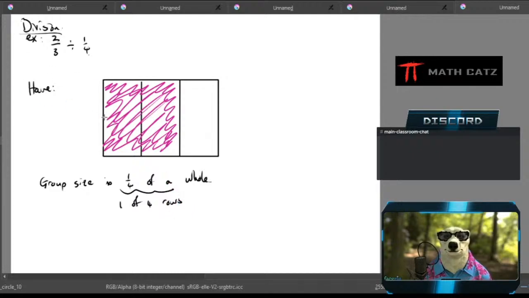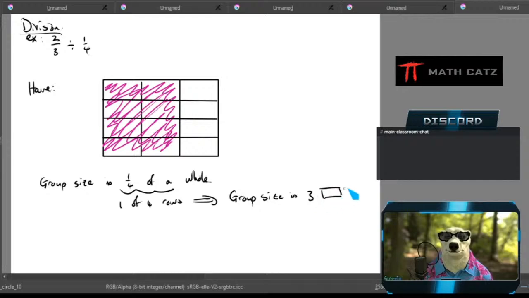Now, just because I am going to make 4 rows doesn't necessarily mean the same as it did previously. Because we're not going to do the same thing. Yeah, I do need to see the rows so that I can see my group size. Group size is 3 pieces. Okay, 3 pieces. All right. 1 of the 4 rows in a whole rectangle, 3 pieces.